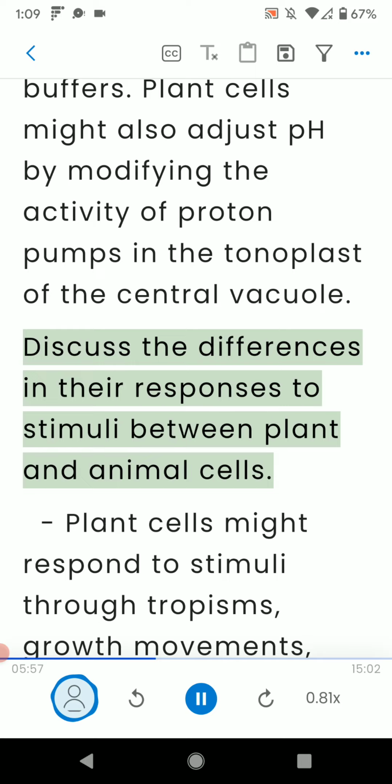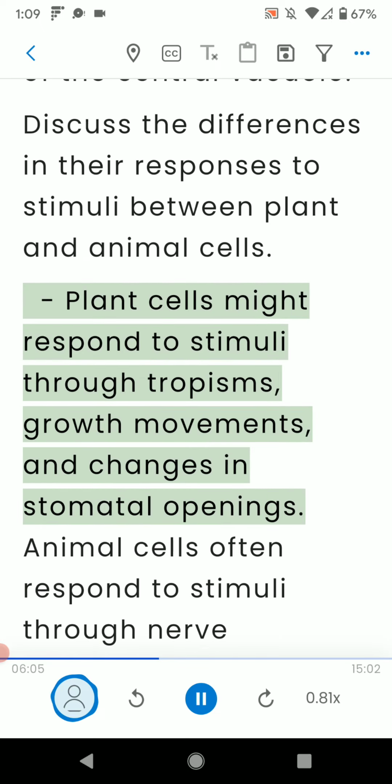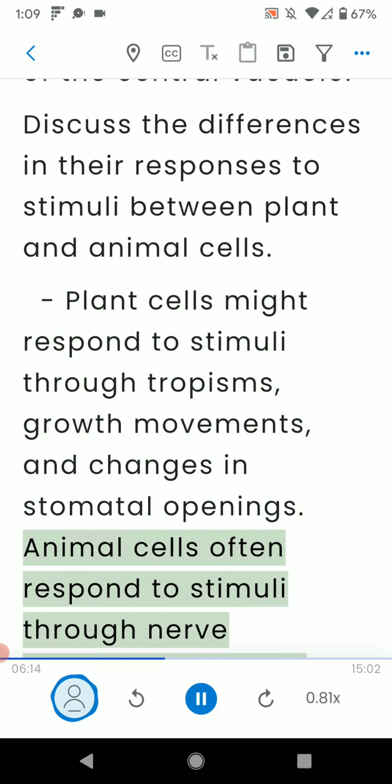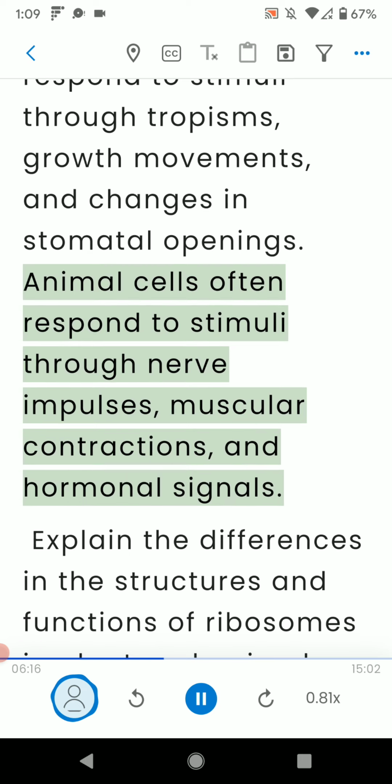Discuss the differences in their responses to stimuli between plant and animal cells. Plant cells might respond to stimuli through tropisms, growth movements, and changes in stomatal openings. Animal cells often respond to stimuli through nerve impulses, muscular contractions, and hormonal signals.